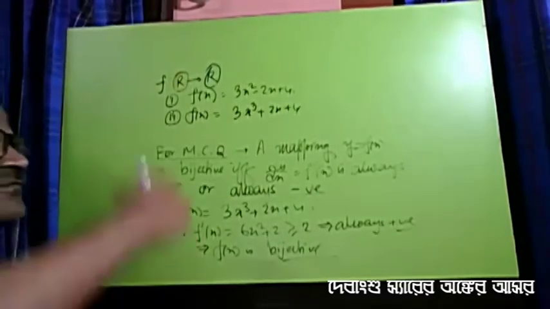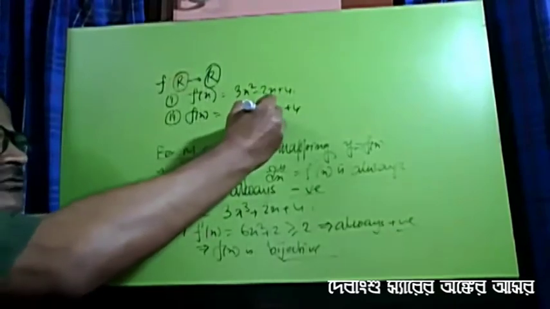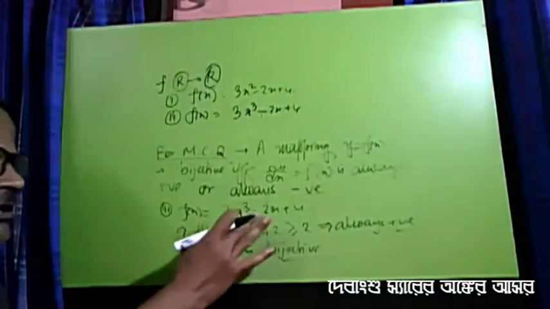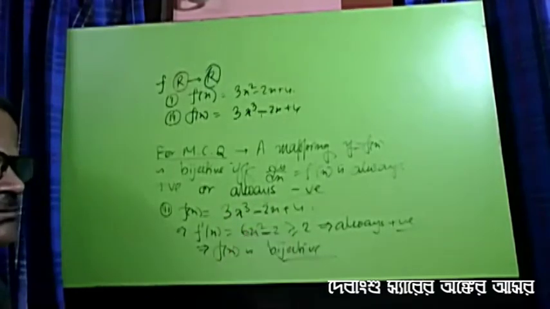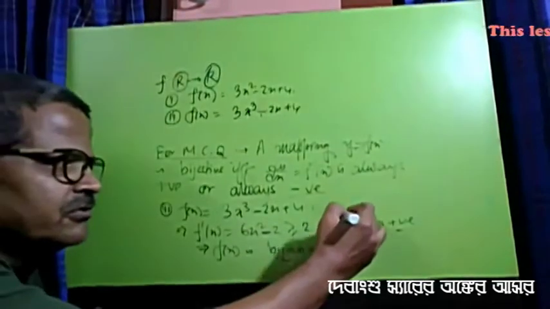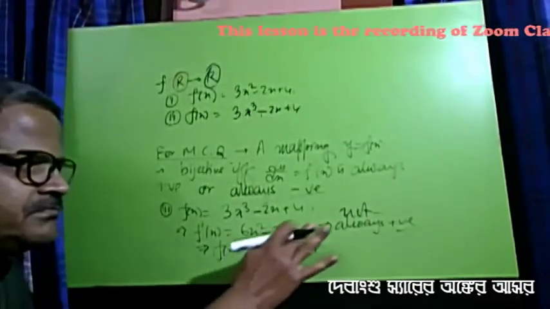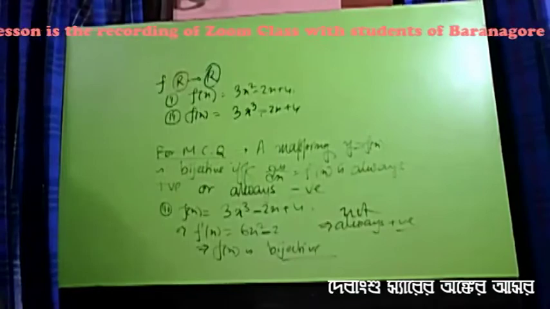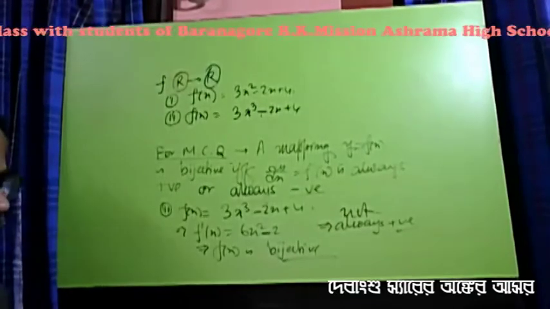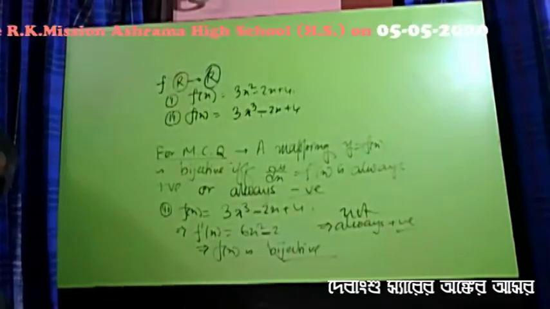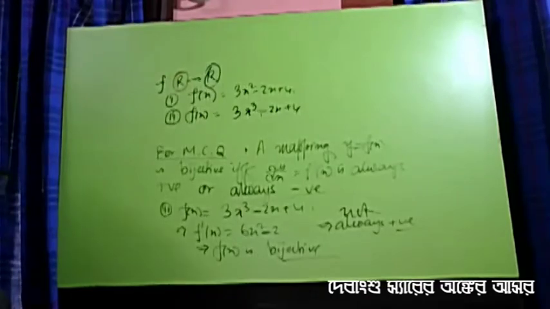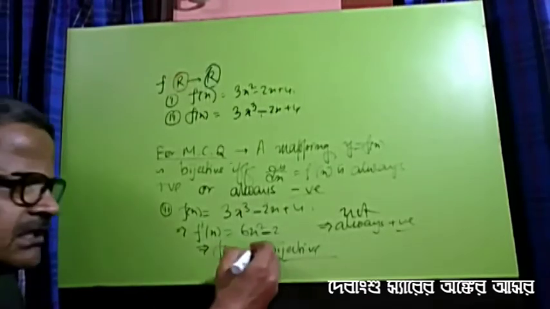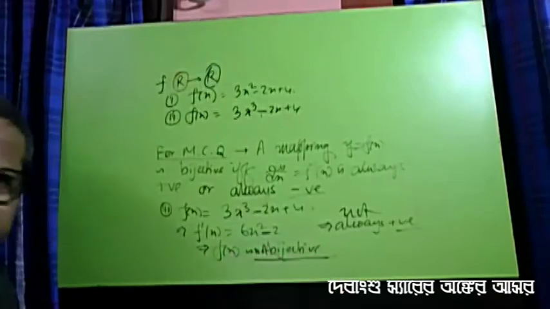Now see, if instead of plus it could be minus, then what will happen? It is minus 2. Now see, it is not always positive. Because when 6x square is less than 2, then it is negative. When 6x square is more than 2, it is positive. It is not always positive. f(x) is not bijective.